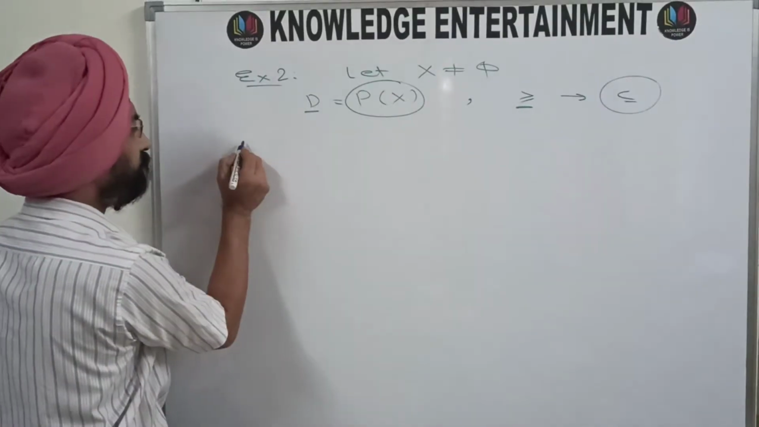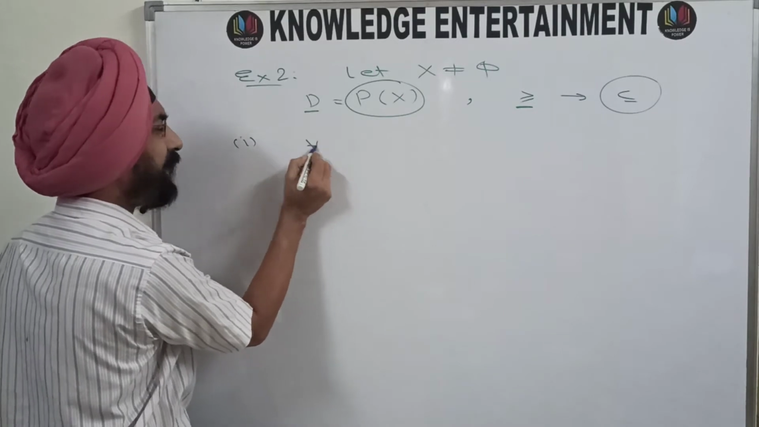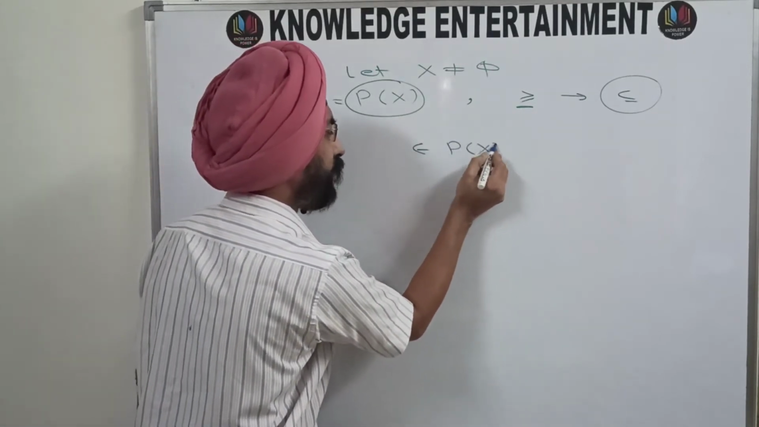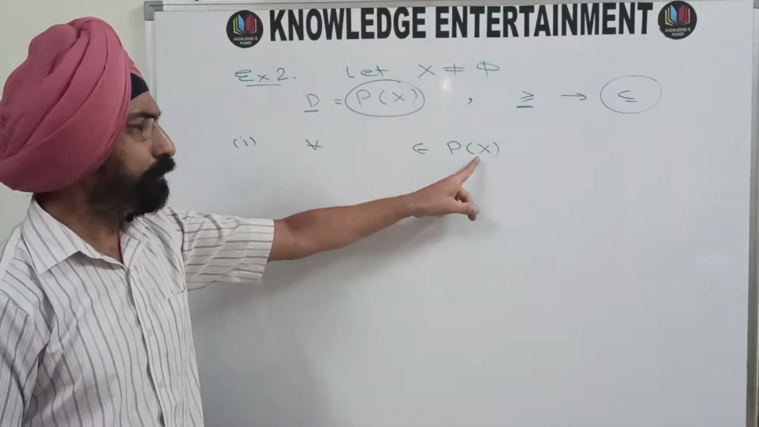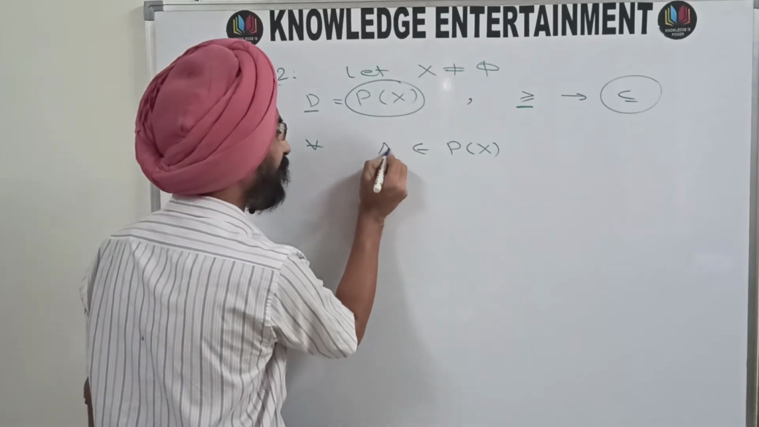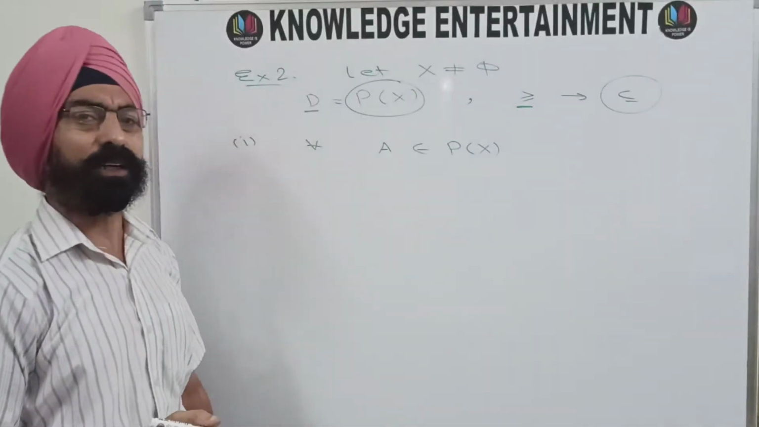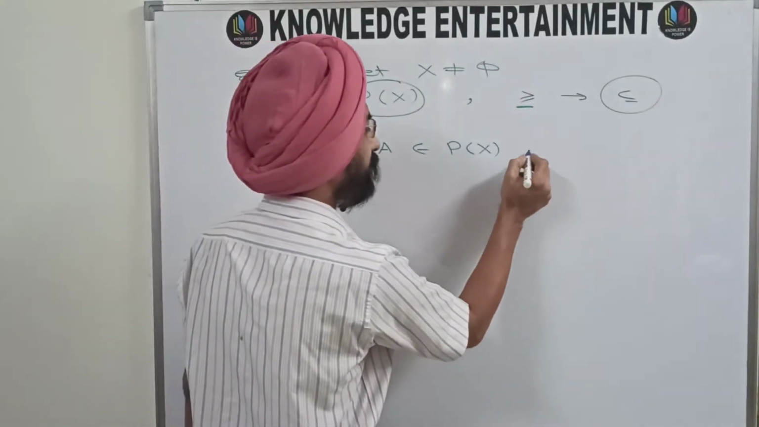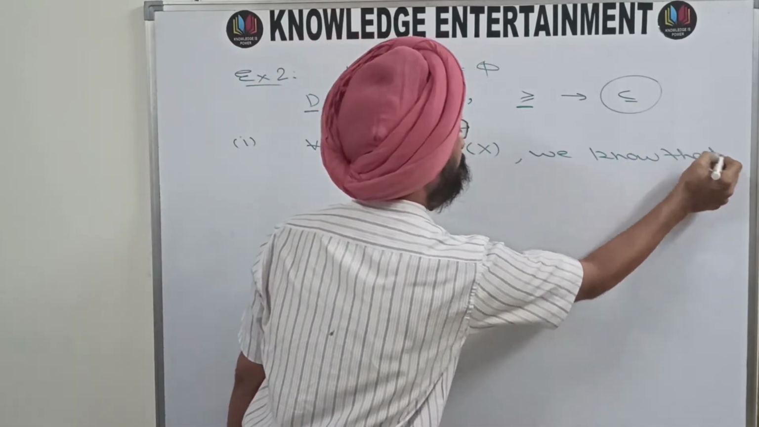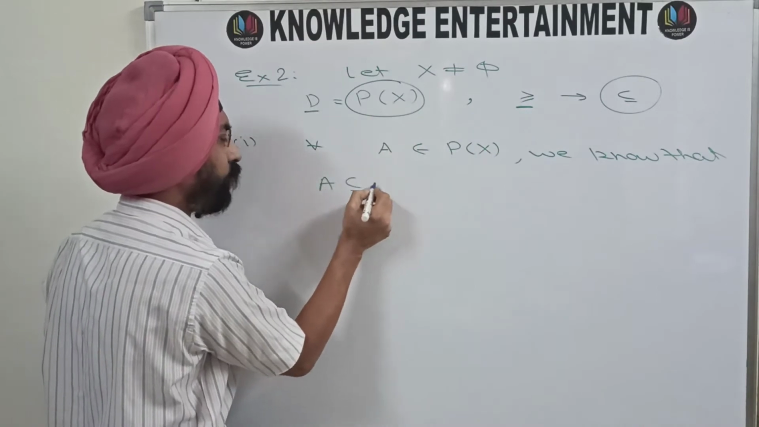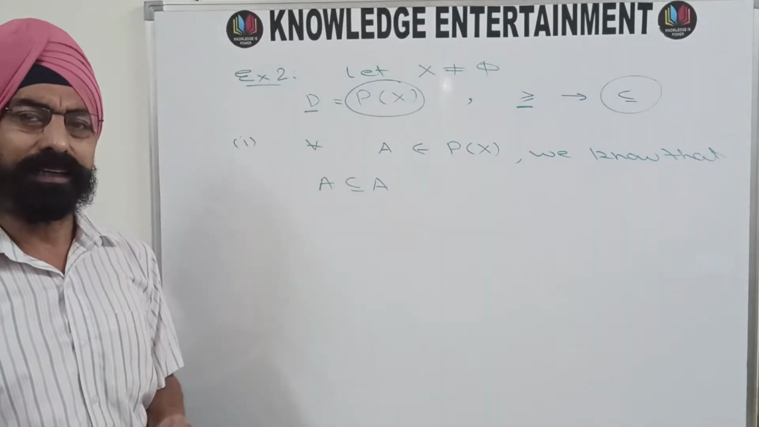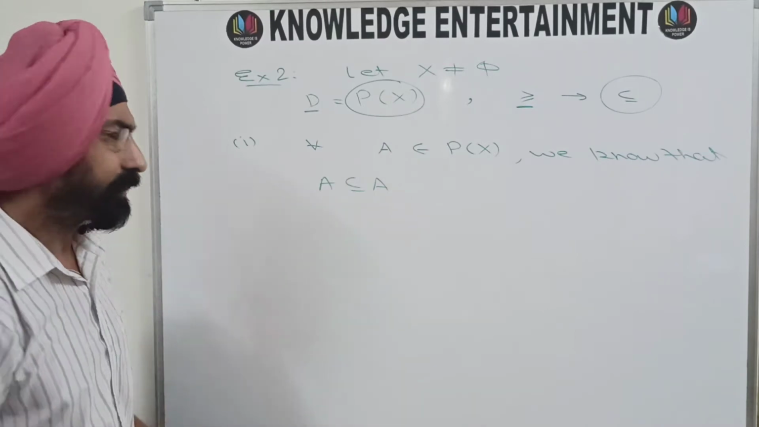So number one, for every element belonging to D, here your D is the power set of X and members of the power set of X are sets. So for every set A belonging to the power set of X, we know that A is a subset of A. That means A follows A. So the first axiom is clear.